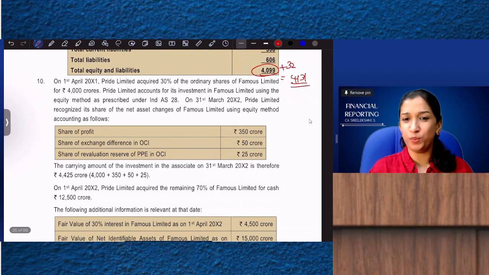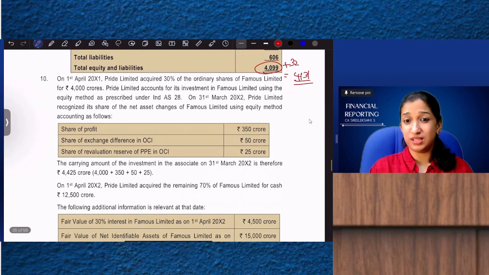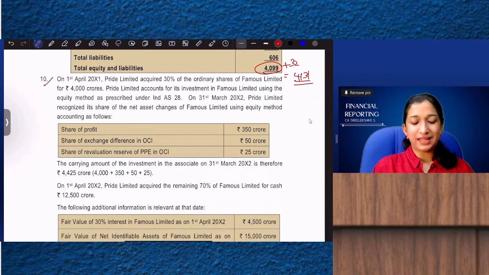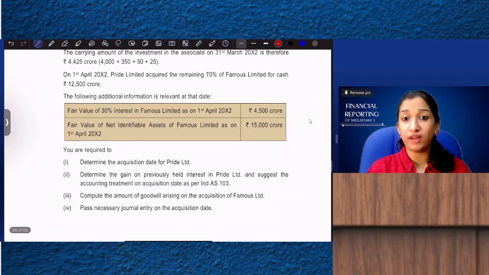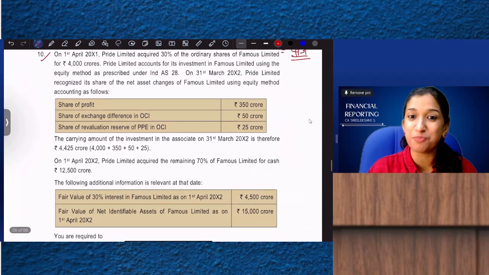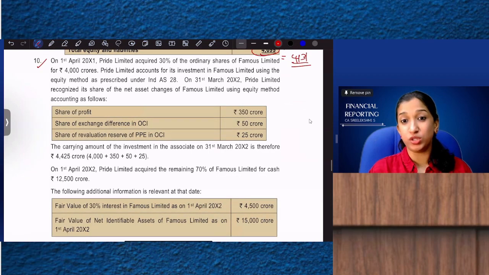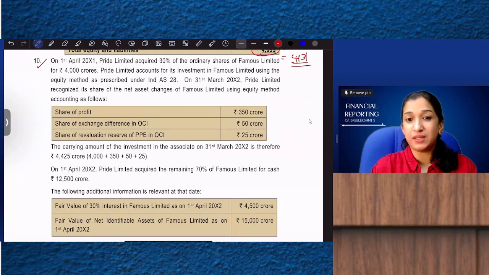Okay, I hope that is okay. So this question can be asked. Question number 10 we can ignore. Why? Associate becoming subsidiary. Question number 10, they have added one more question on associate becoming subsidiary, but we are okay with that.